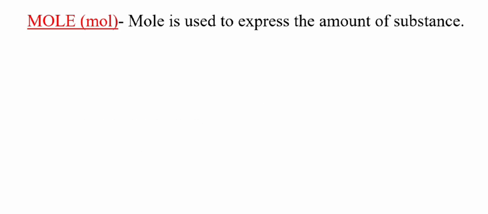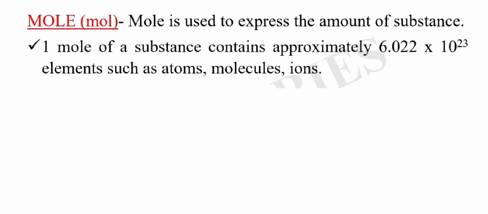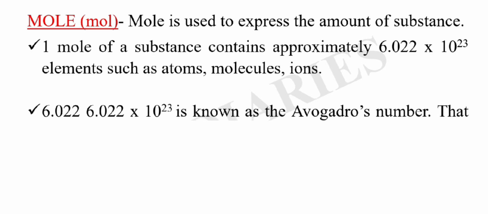Concept on mole, molarity and molality, starting with the mole. Mole is written as mol. It is the amount of substance. 1 mole is equal to 6.022 × 10^23 elements such as atoms, molecules, or ions. Here, 6.022 × 10^23 is called Avogadro's number.